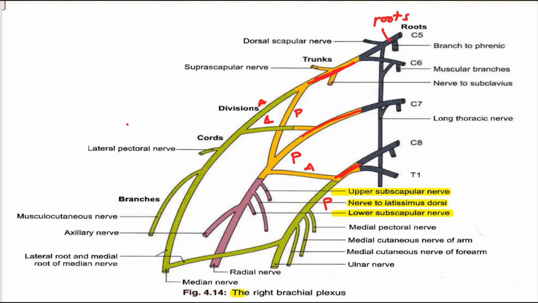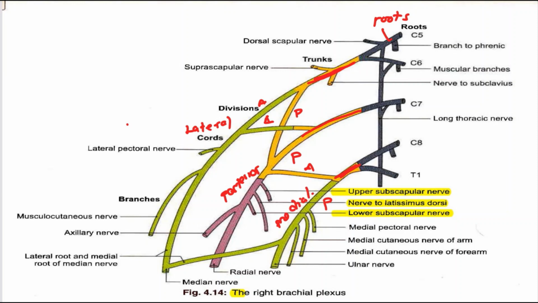These divisions are then going to fuse to form chords. So the anterior divisions of the superior trunk and the middle trunk will form the lateral chord. So this is the lateral chord. And then all the posterior divisions will form the posterior chord. Then the anterior division of the inferior trunk will form the medial chord.